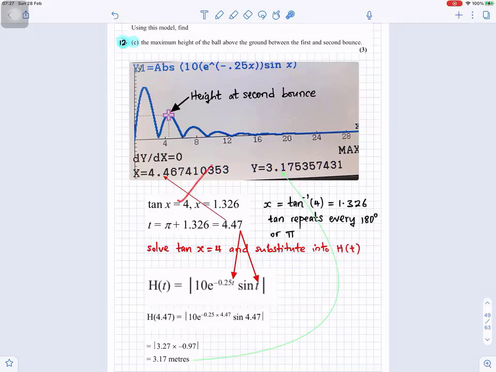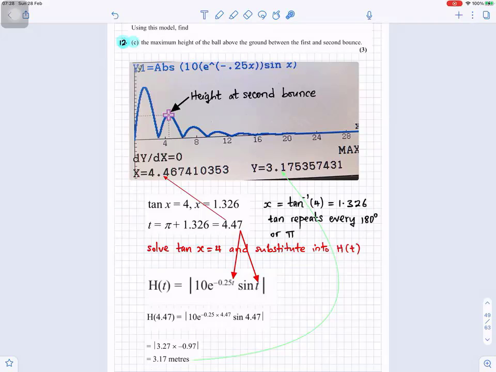So you know tan x is equal to 4, x equals 1.326. So t is equal to pi plus 1.326. That gives you 4.47. So you want to solve tan x equals 4 and substitute into h of t. So inverse tangent of 4 is 1.326. And tan repeats every 180 degrees, or pi. 180 degrees is the same as pi radians.